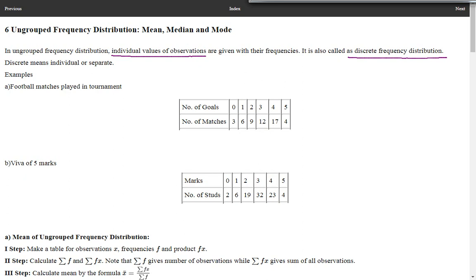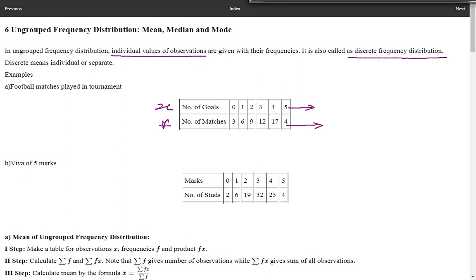Football matches played in tournament. X is observation and the observation is number of goals here, and F is frequency, which is number of matches. So what is important in ungrouped frequency distribution is individual values of observations are given and their frequencies are given. So this type of data is called discrete frequency distribution.